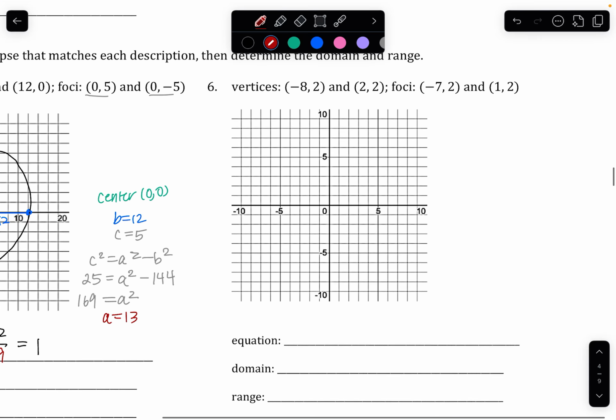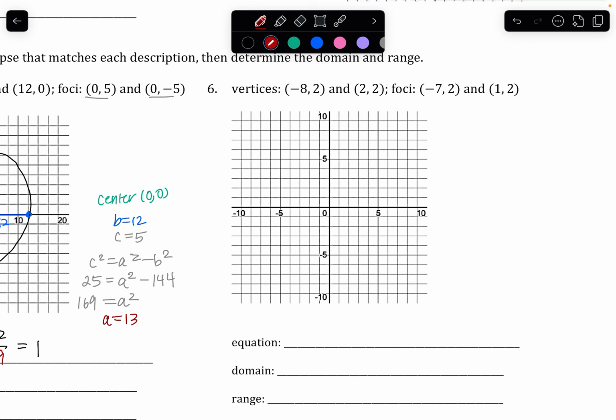Okay, last one, vertices at (negative 8, 2) and (2, 2). So negative 8 would be right here, and then 2, 2. Those are my co-vertices. And so the center is going to be the midpoint of that. And so if you draw in your major axis, you can count, or you can add up negative 8 plus 2 and divide by 2 to figure out where the midpoint is. And so that's negative 3 if you don't like counting.